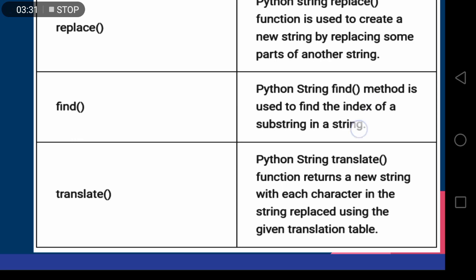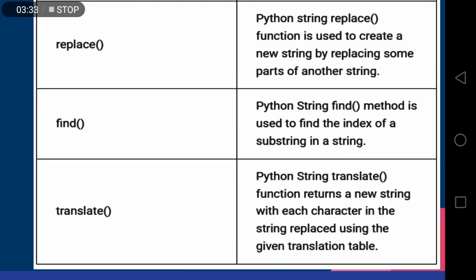Replace. The Python string replace function is used to create a new string by replacing some parts of another string. So we can remove some part of the string and replace it with some other new characters. That is the replace function. And next is find. Find is to identify something you want to see in the string. For example, I want to search all the names of the students starting with A, or ending with ME, something like that. That is the process of finding.